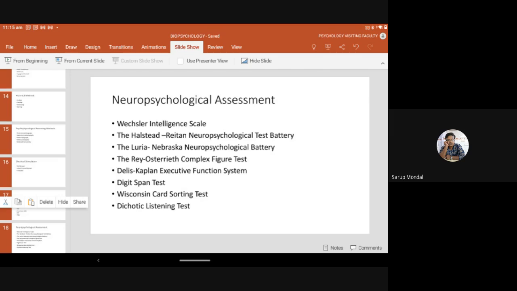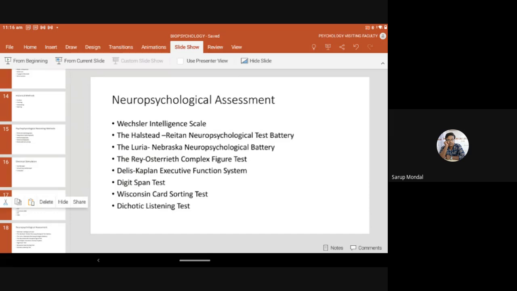There are separate versions for these age groups, and the major areas covered in the assessment are motor activity, recognition, memory, arithmetical ability, language or spelling, and communication skill, etc. The next test is the Rey-Osterrieth complex figure test.